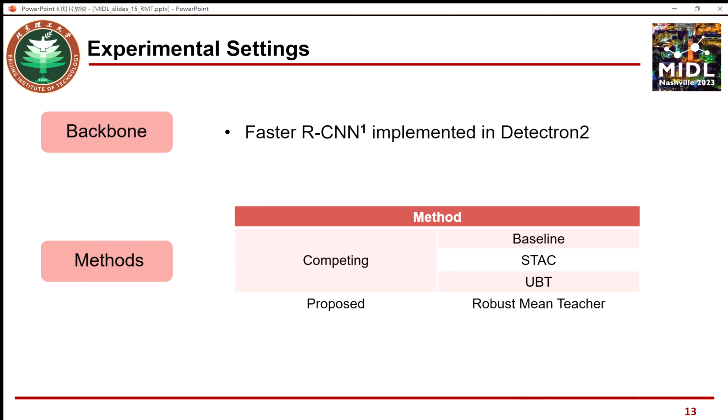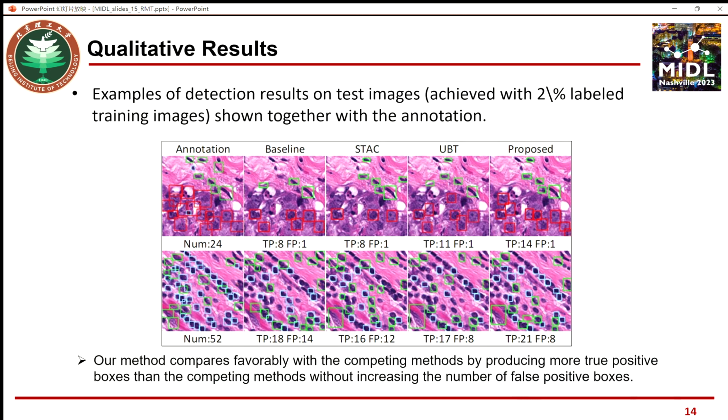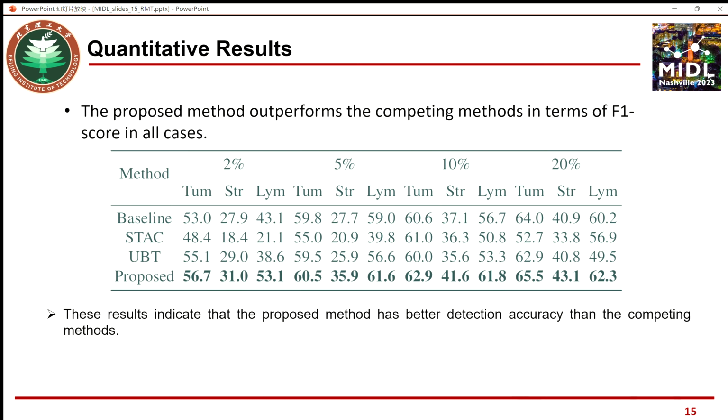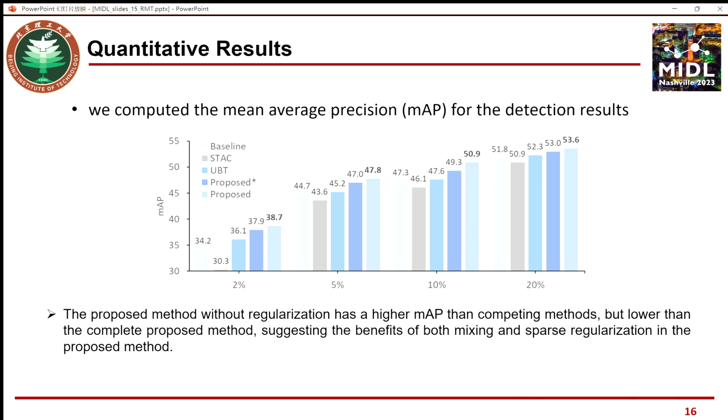Our cell detection method uses Faster R-CNN as the backbone detection network. We compare our proposed method with three other methods that use the same backbone: the baseline method, STAC, and the Unbiased Teacher method. These are examples of detection results on test images, shown together with annotation. The proposed method outperforms the competing methods in terms of F1 score in our case. We also compute the mean average precision for the detection results.